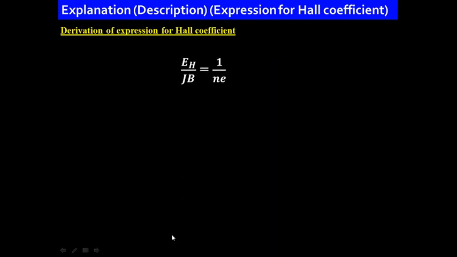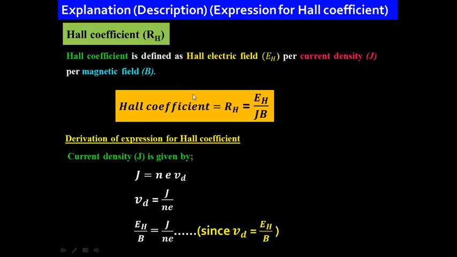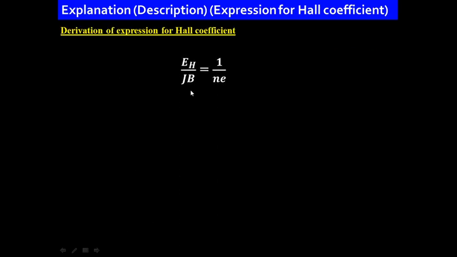Shifting J to the other side by cross multiplication, we get EH by JB equals 1 by Ne. Suppose this is equation number 3. Equation number 3 says the Hall coefficient is nothing but 1 by Ne. So the second formula for the Hall coefficient is RH equals 1 by Ne.